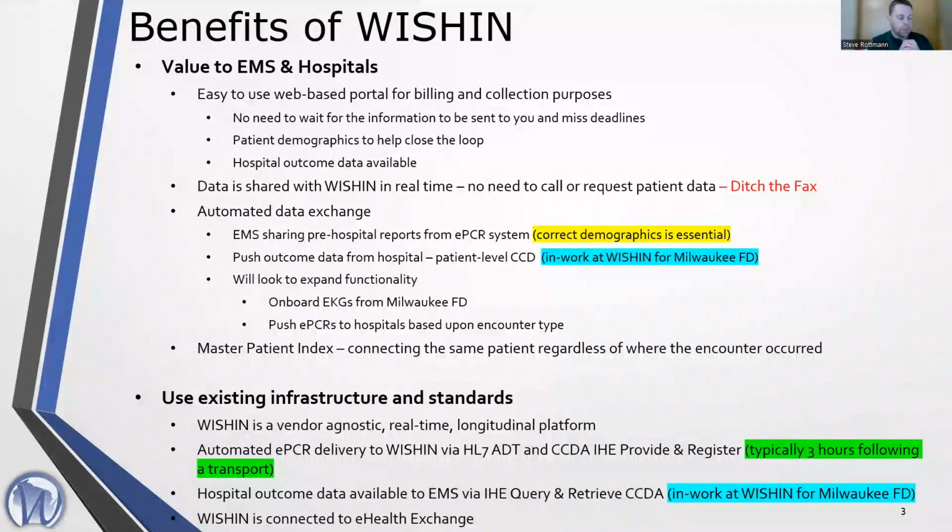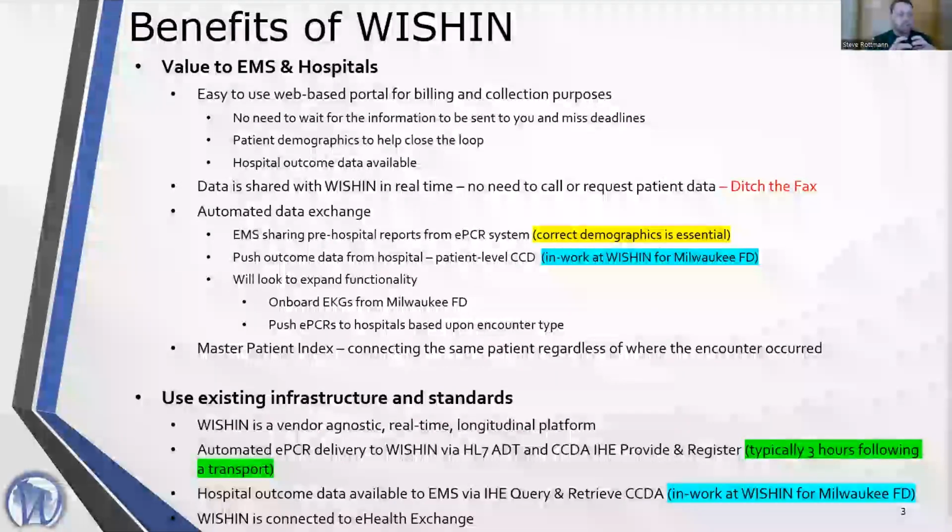They're entered into ImageTrend. They're sent to us in real time when they exist. What we're finding, though, is that demographic accuracy is crucial. It's essential to making sure that hospitals can access those EPCRs without the need to, again, fax something or look through a report to see what patients they need to report on for their state and federal requirements.